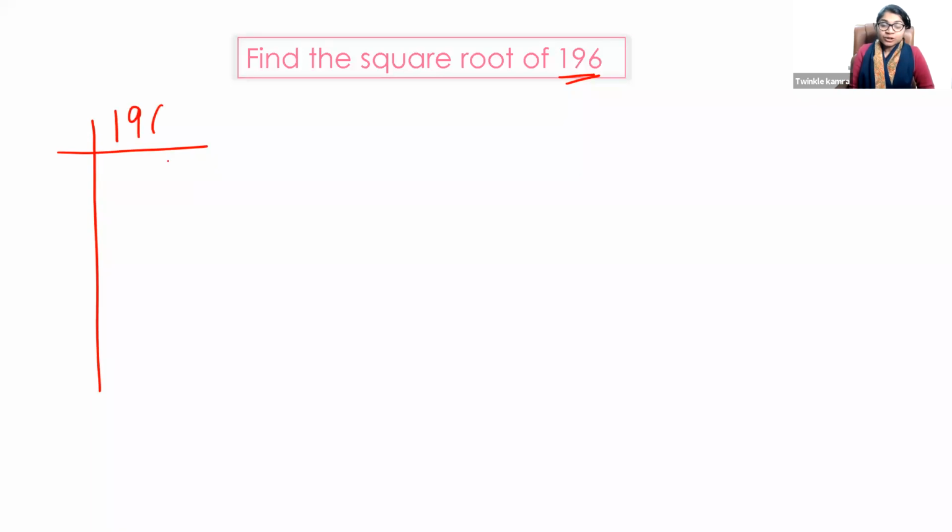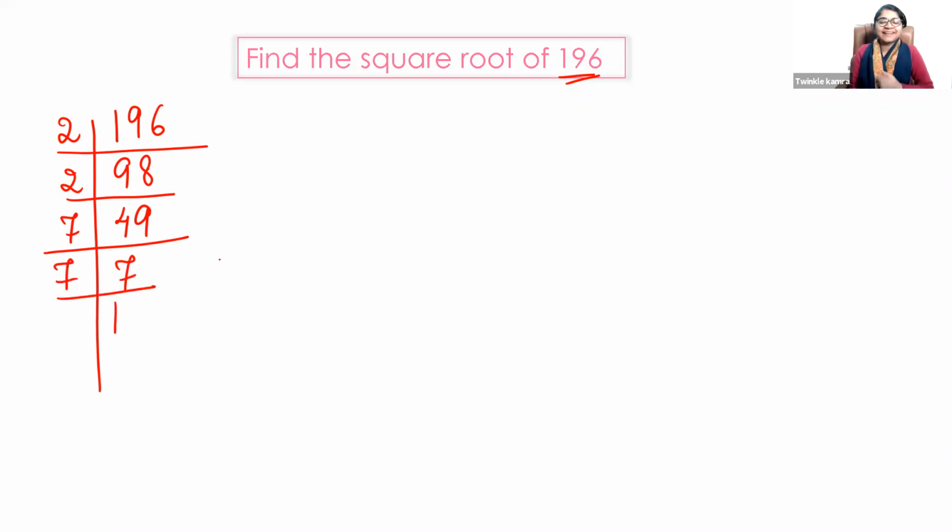196. What is the least number with which we can divide 196? 196 को किससे divide कर सकते हैं? देखने पर ये even है. Let's divide with 2. If I divide with 2, I get 98. Then again I divide with 2 and get 49. Then यहाँ तो दिख रहा है कि 7 से divide होगा. And here I get the answer 1. Once we reach 1, that means we are done with prime factorization.